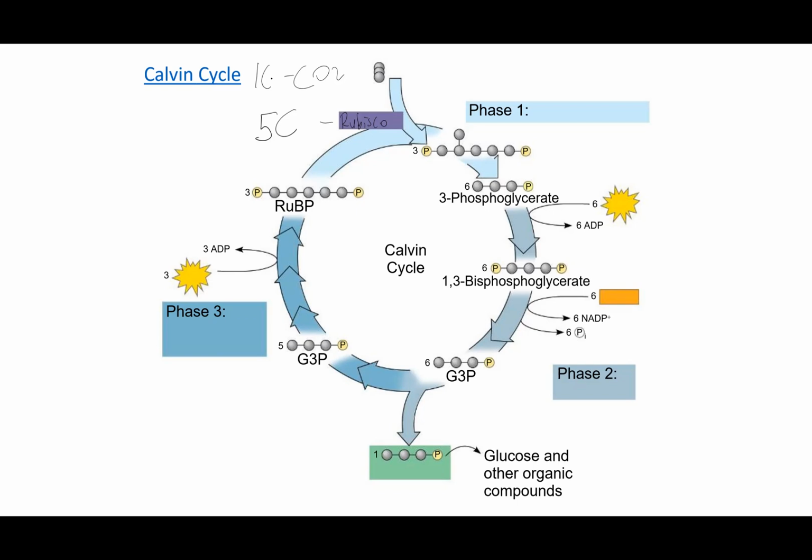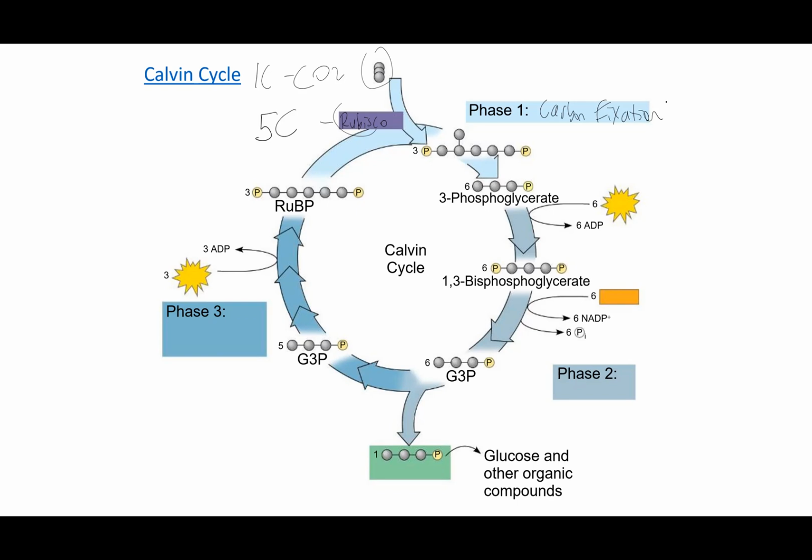So now we have a what carbon molecule? 5 plus 1 is 6. Good. So we've got a 6 carbon molecule. This phase where we're combining the CO2 plus the Rubisco is called carbon fixation. So we're taking carbon that's in CO2 gaseous form, and we're making it into a 6 carbon solid carbohydrate form.